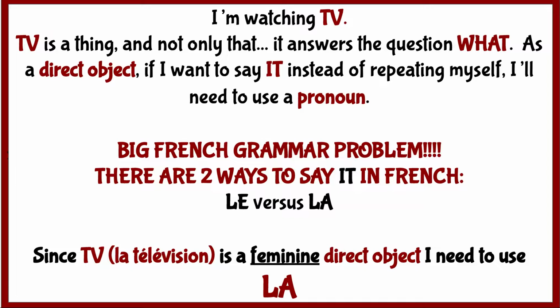Now, look at this. TV. When we start talking about TV, we've already established that it answers the question what. So if I want to say it instead of repeating myself, I'm going to use a pronoun. But which one? Because here again, we've got a big French grammar problem. There are two ways to say it in French. Le versus la, and you got it. You have to know the gender of télévision. So that's the hardest thing. We'll talk about the word it a little bit later in the lesson, toward the end, because it's not really hard. The only thing hard about saying it in French is knowing whether that word is masculine or feminine. Sometimes you have a few tricks, like this word télévision, for example.